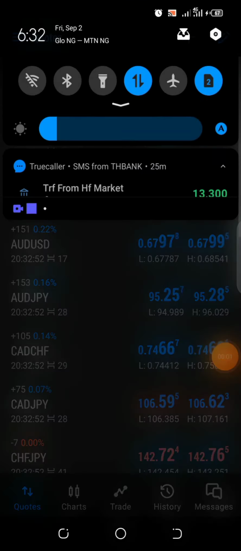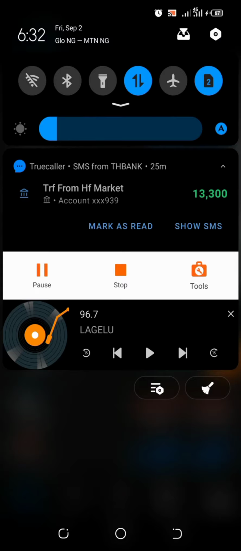And look at it here, they've credited me. You can see FH market there. So they've credited me, and that is what we actually need. If you calculate this 20 times 665, which is the exchange rate, that's the amount you are going to get. So withdrawal is very fast.